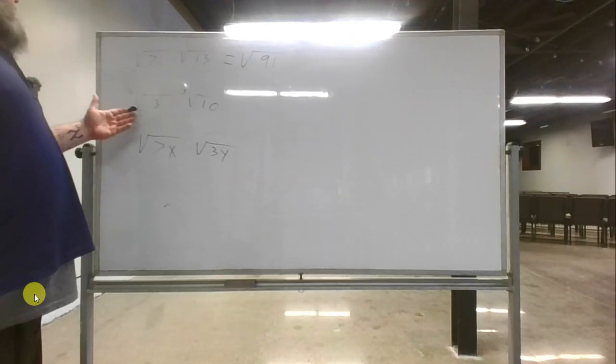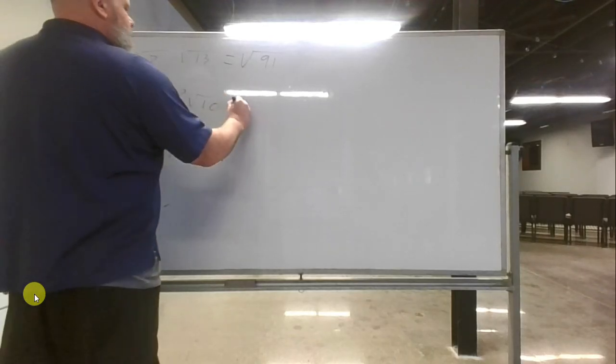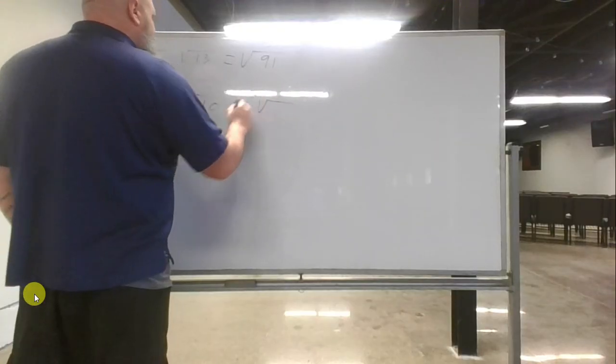Next one, cube root of 3 times cube root of 10. We're dealing with cube roots, so we're going to stay with the cube root. And then multiply the contents. 3 times 10 is 30.